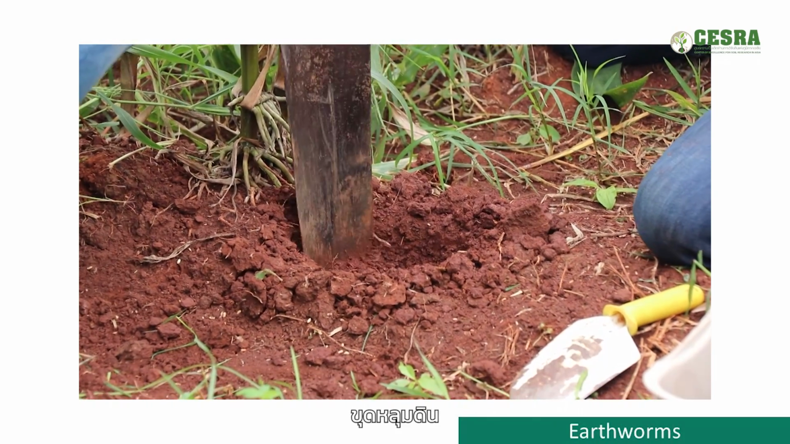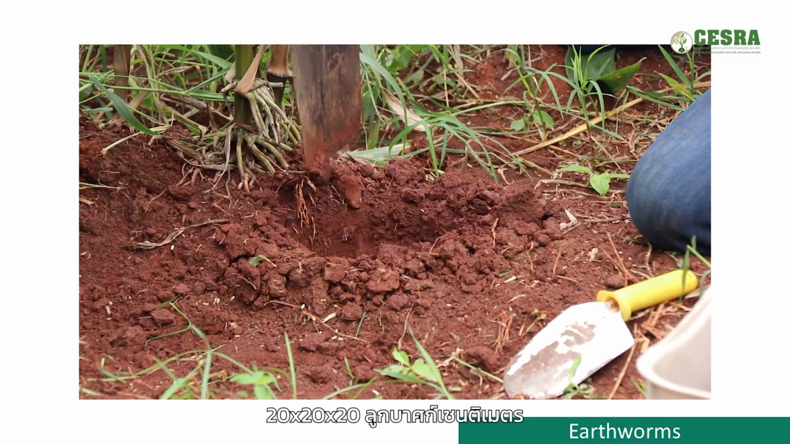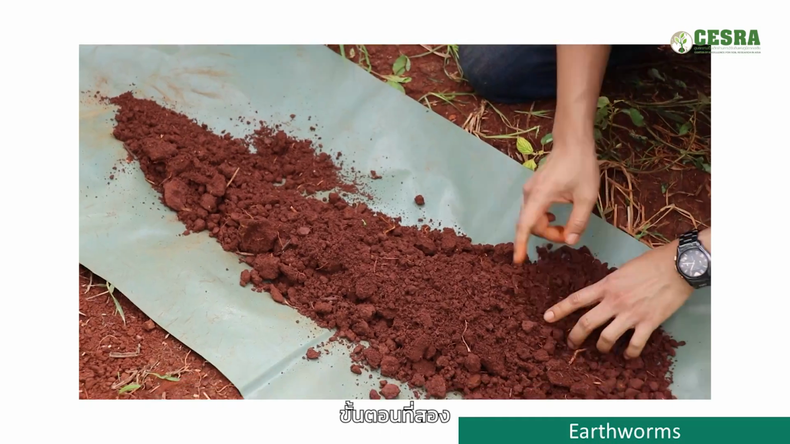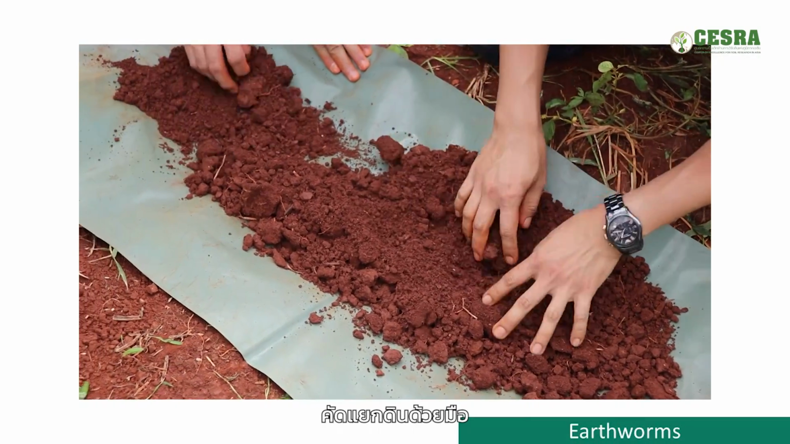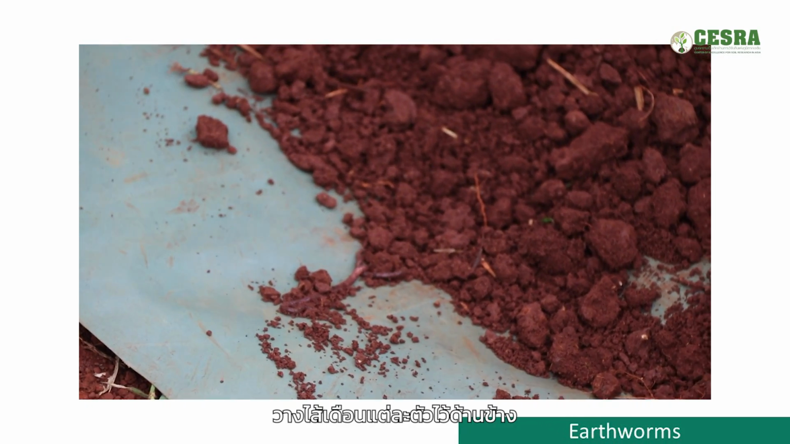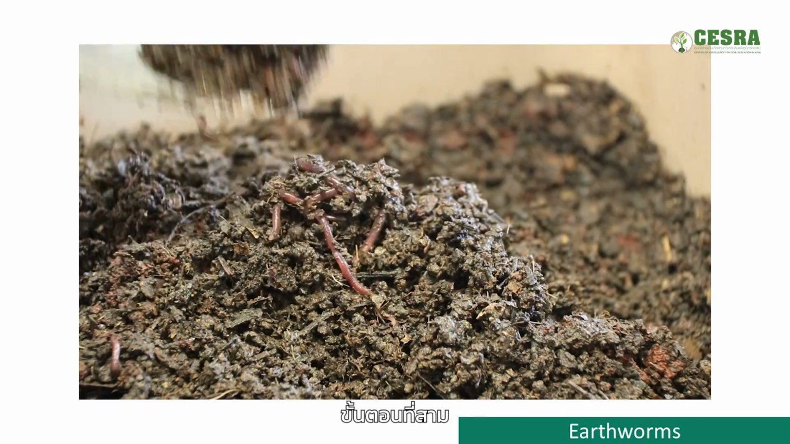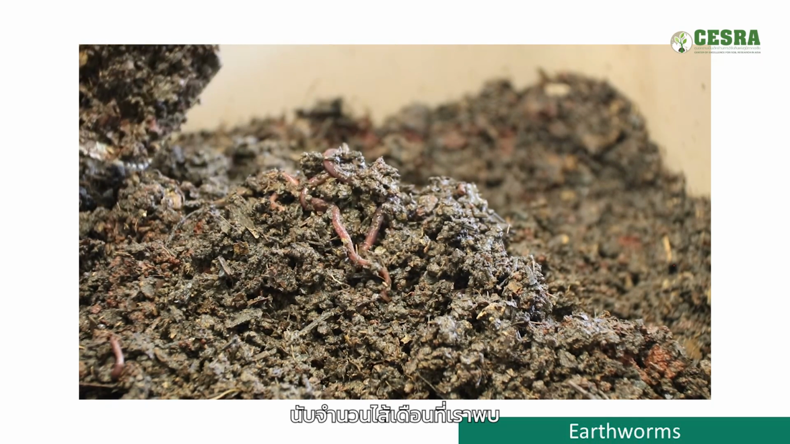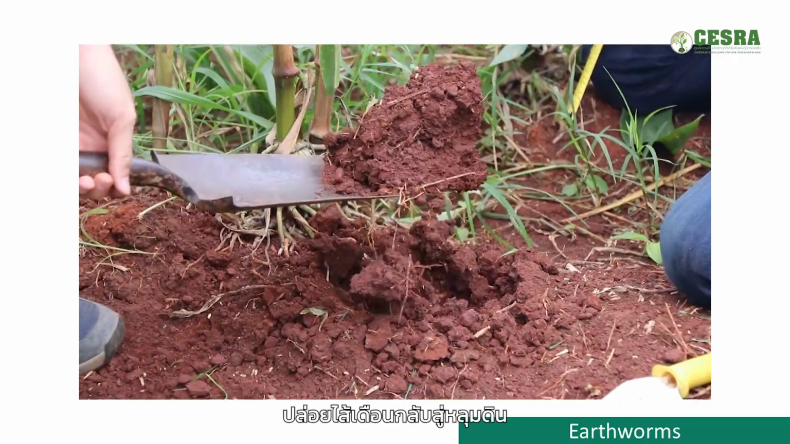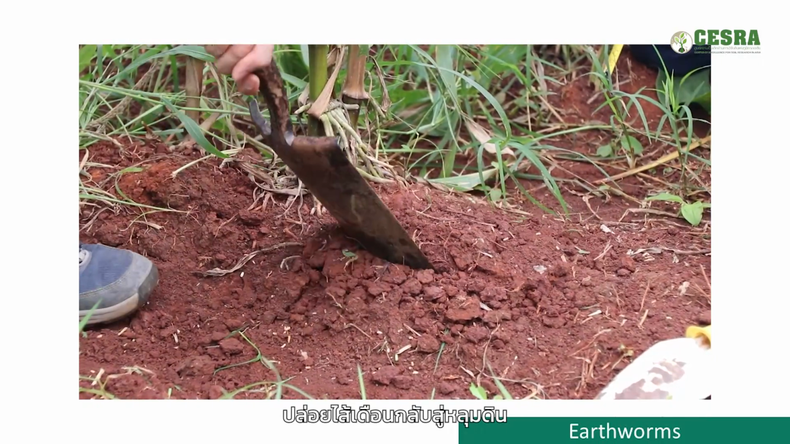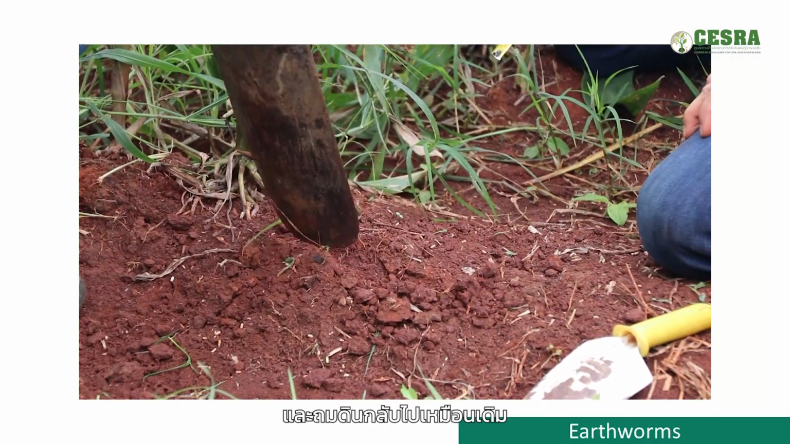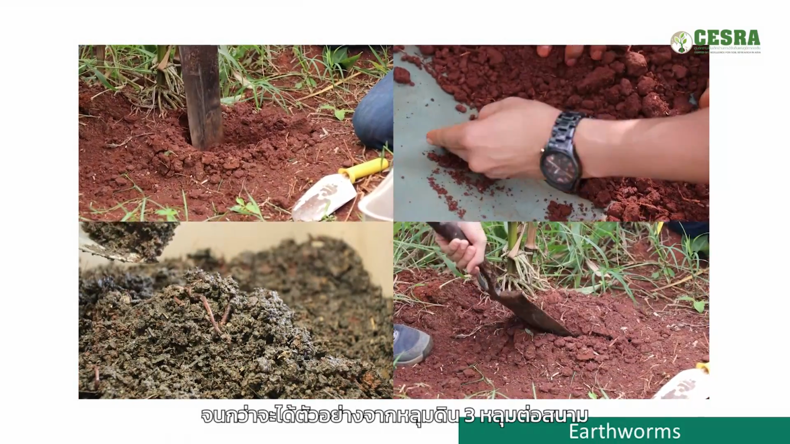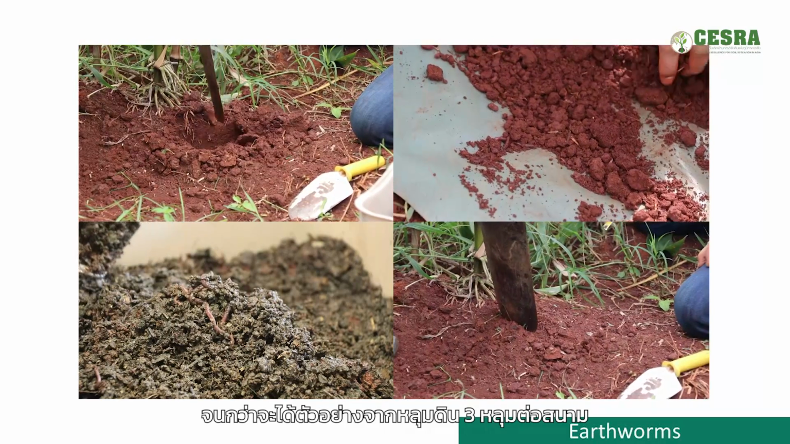Step 1. Dig out a soil pit 20 cm cube of soil and place soil on the mat. Step 2. Hand sort the soil, placing each whole earthworm into the pot. Step 3. Count the number of earthworms we found. Step 4. Return earthworms into the soil pit and backfill with soil. You may repeat step 1 to 4 until you get 3 replications per field.